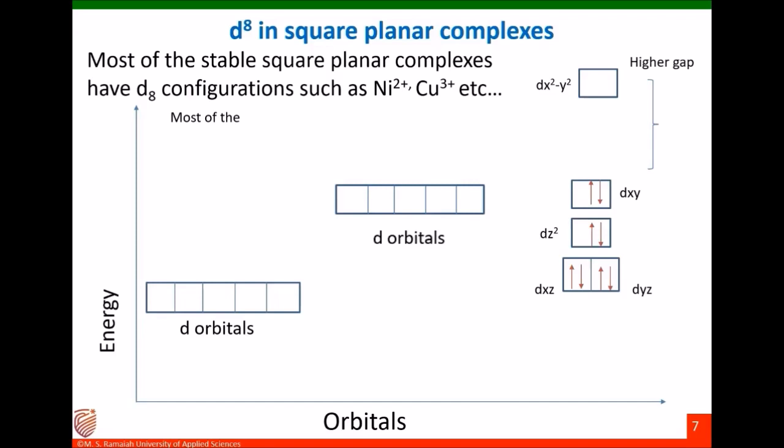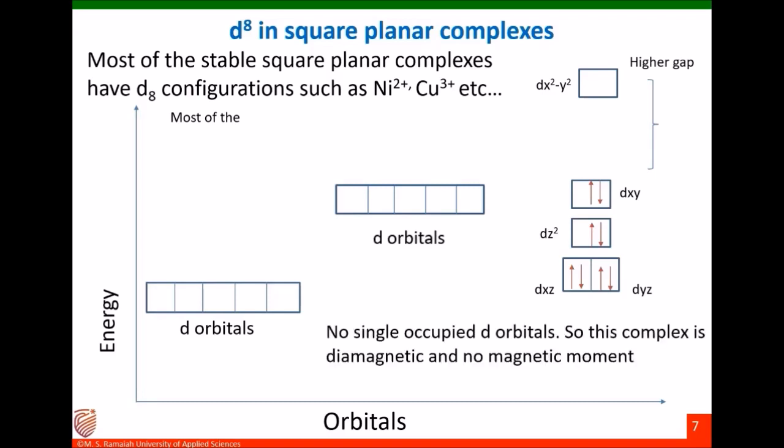That's why the square planar complex in this d8 configuration is diamagnetic, and most of the square planar complexes are diamagnetic, because you can find only d8 configurations in square planar complexes most of the time. Thank you for watching the video.